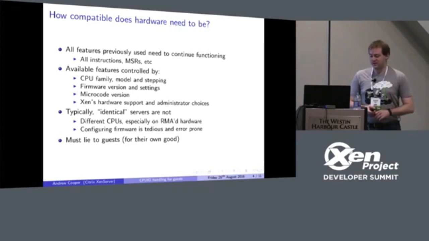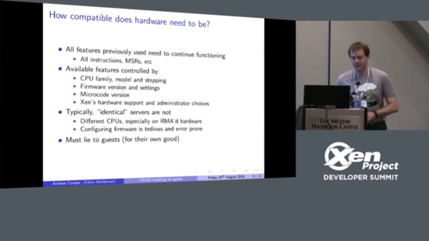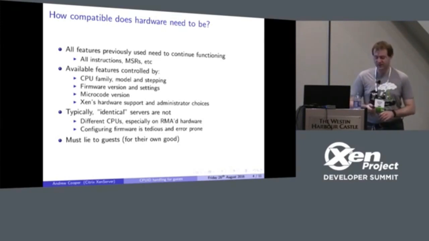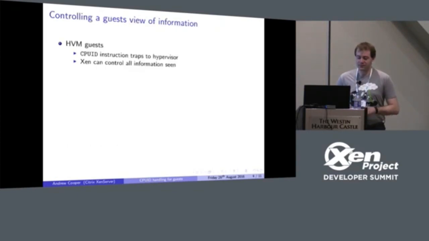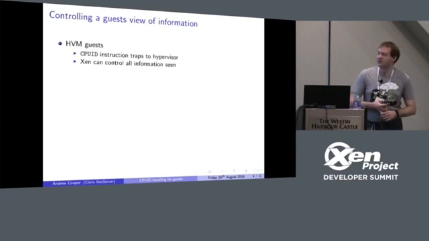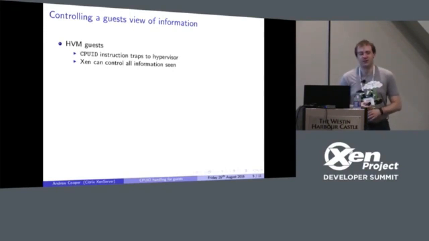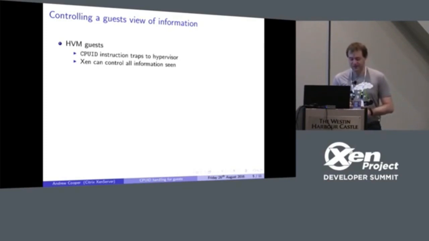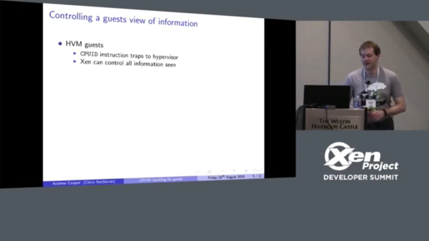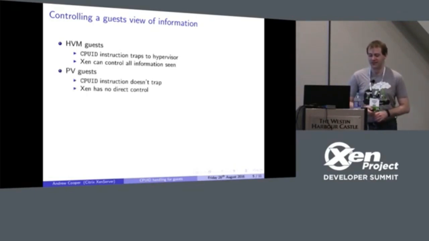So what we need to do is to lie to the guests for their own good and pretend that some information is there where it isn't, or that some information is not there where it actually is. And that brings us on to actually lying to guests. For HVM, it's really quite easy. The CPUID instruction traps, and Xen can make up all the lies it cares about, and the VM gets all of the information Xen wants it to see.